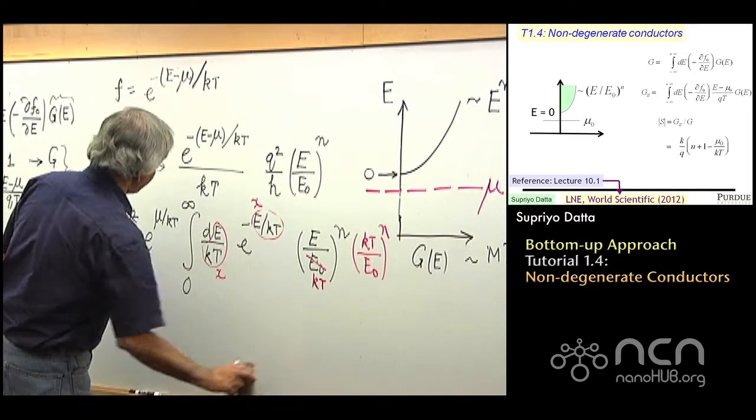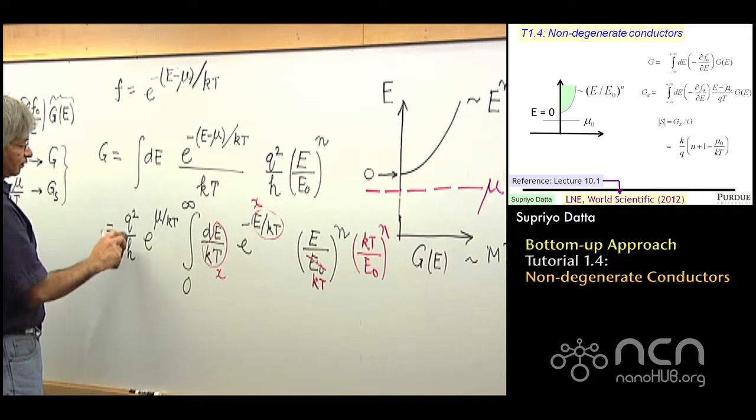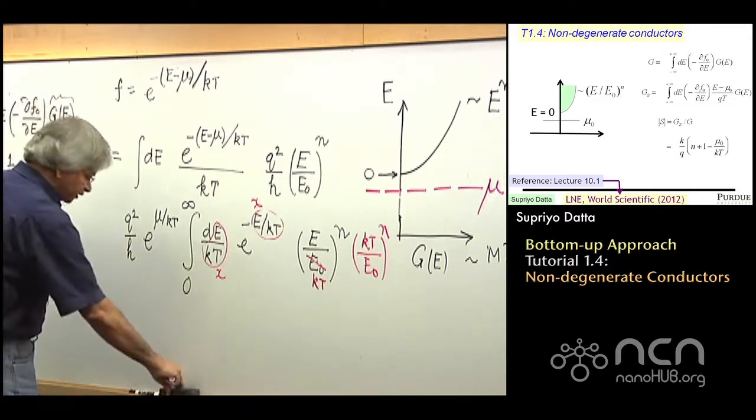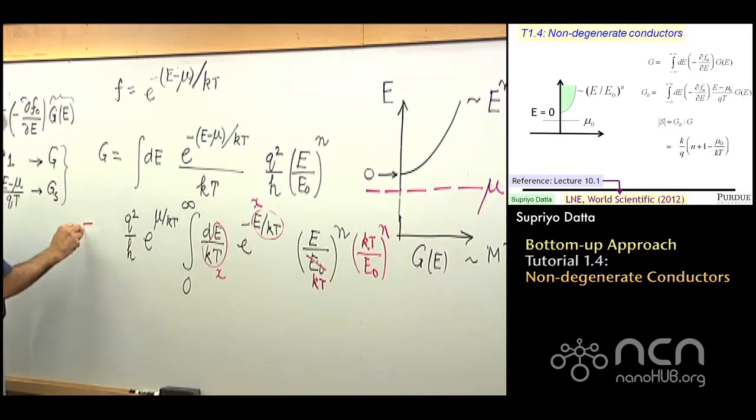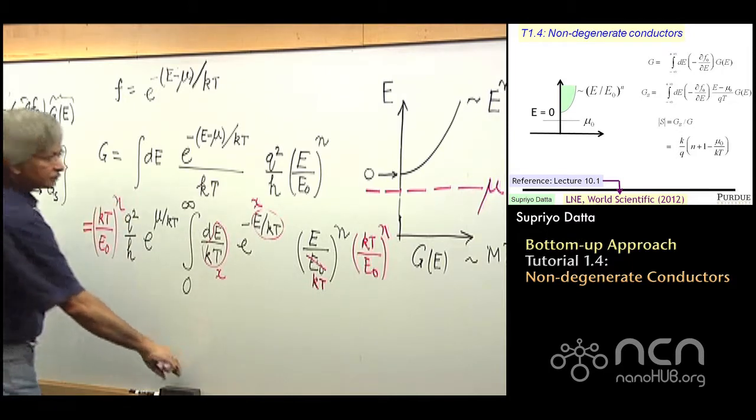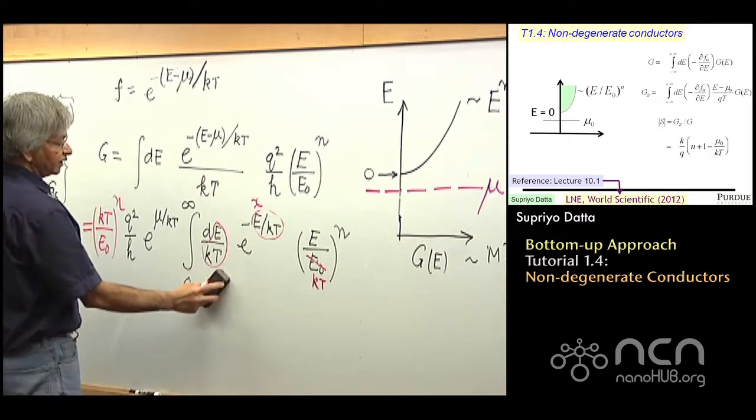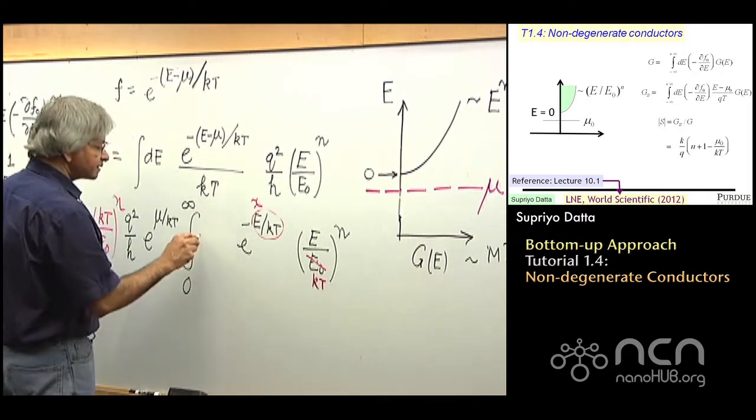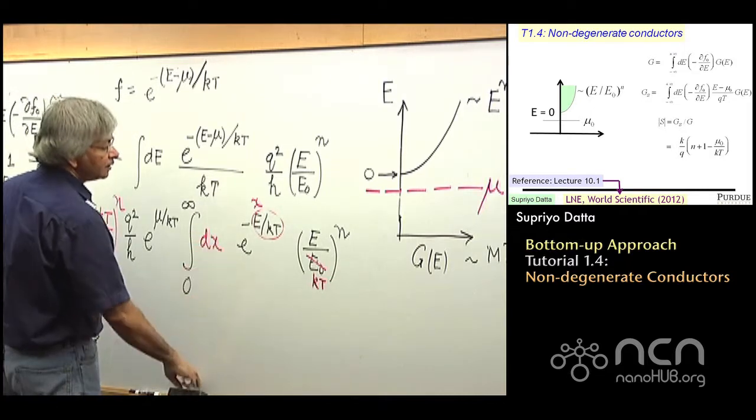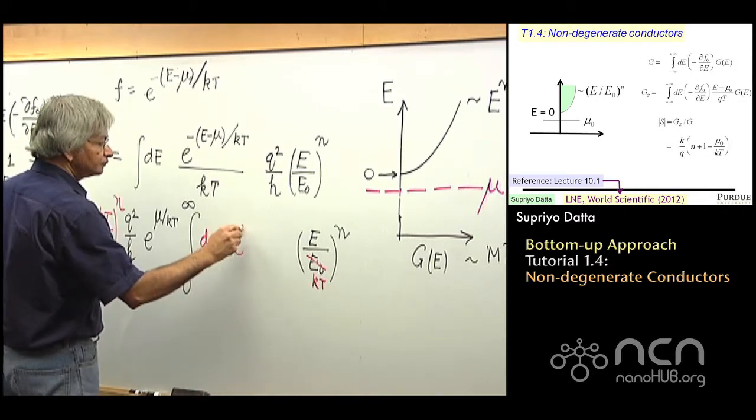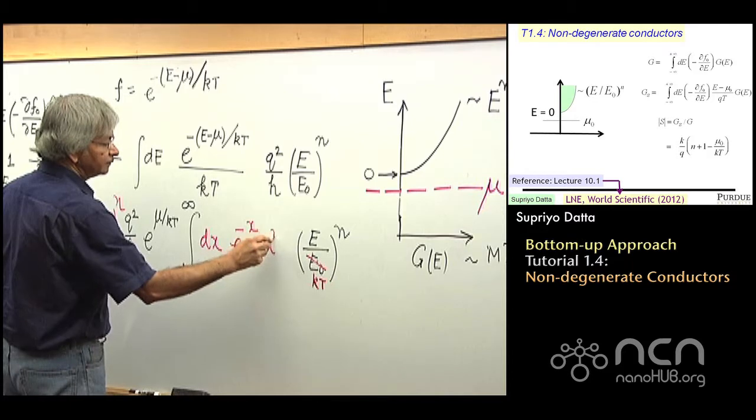So finally what would happen is I'd get q squared over h e to the power mu over kT. Then this new factor I can pull out, kT over E0 to the power n. So I got that out. That's out. And then inside I have an integral that looks like dx, e to the power minus x, and then x to the power n. That's it.